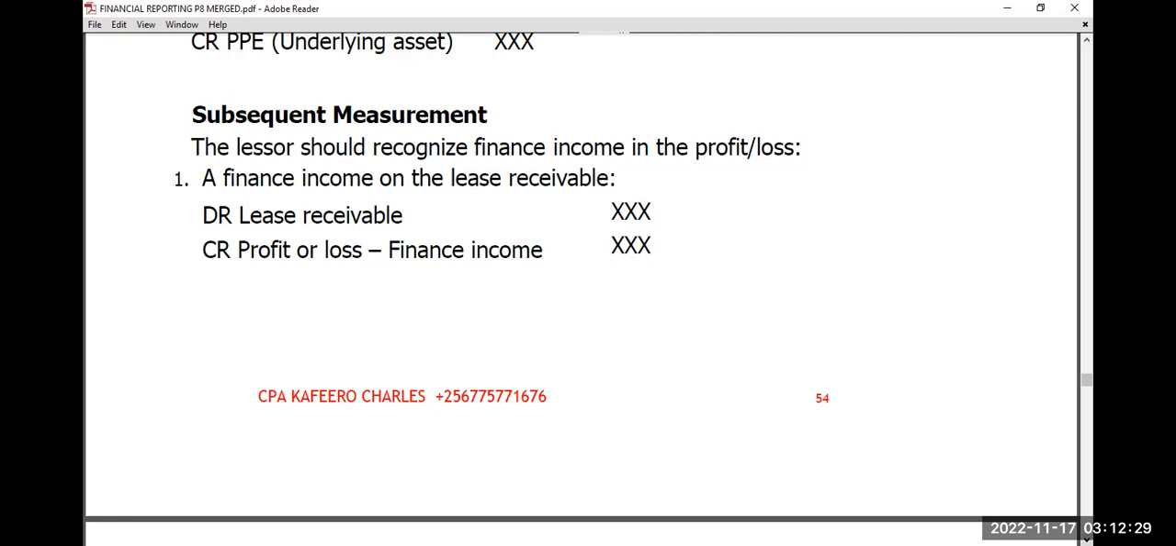What we are going to be recognizing, the lessor should recognize finance income in the profit and loss account. Remember, we are preparing these accounts on an accrual basis, whether we've received that amount or we have not received it, at the end of the date will come. So we take the lease receivable to the profit and loss.